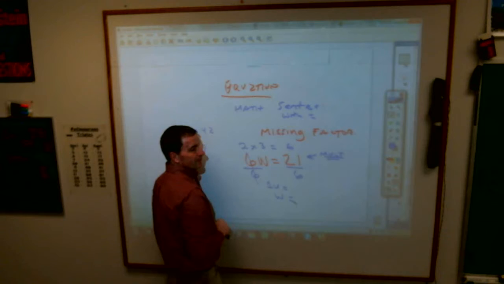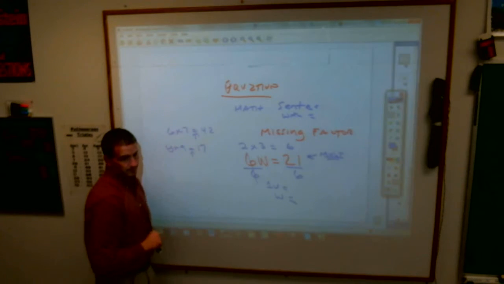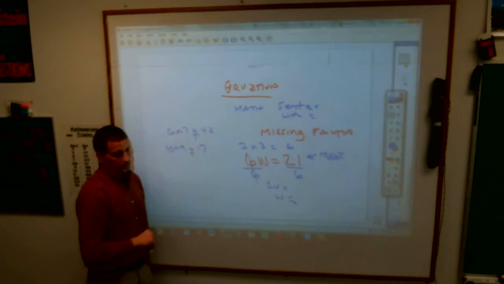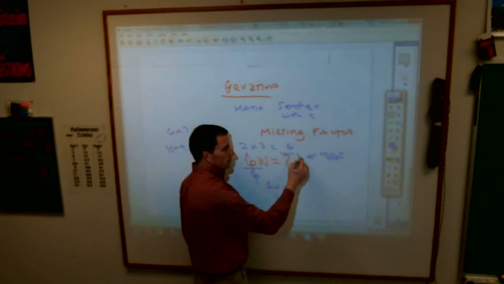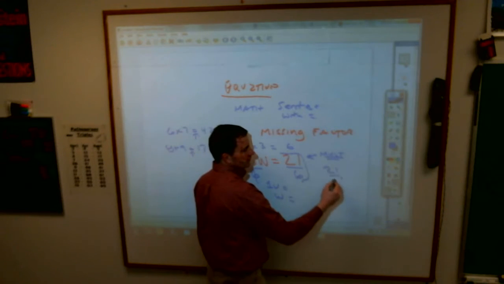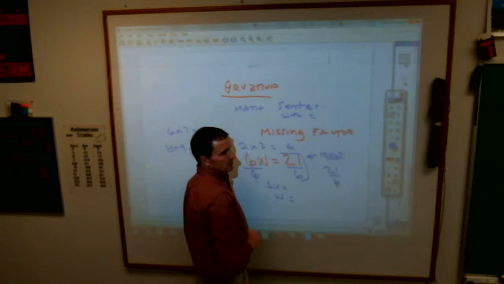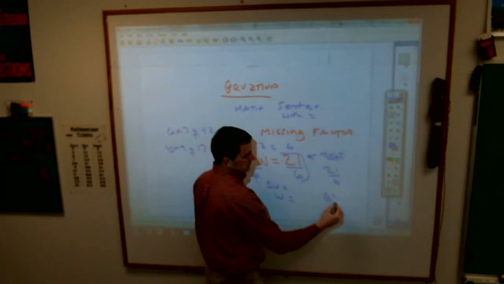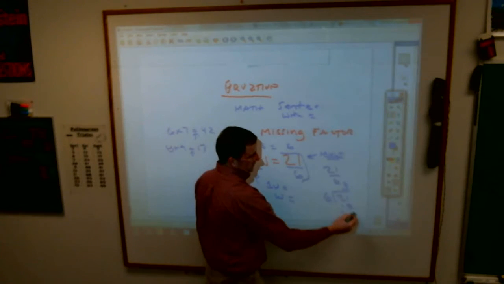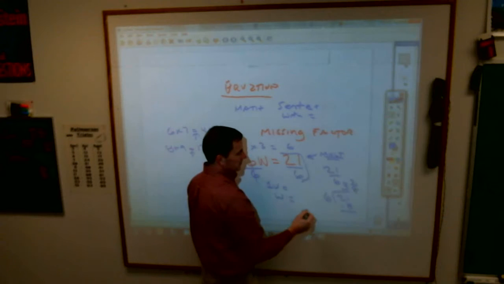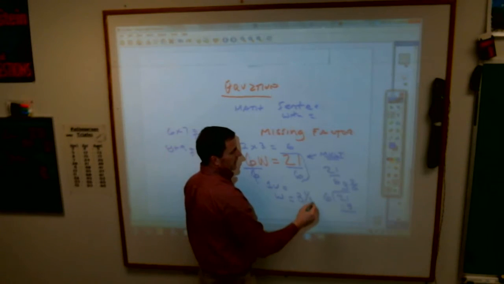What about 21 divided by 6? Well, this really is your answer. Really your answer is 21 over 6, except you need to simplify it. So you could actually do the division. 6 goes into 21 how many times? 3 times, that's 18, with the remainder of 3, which is 3 and 3/6, or 3 and 1/2.